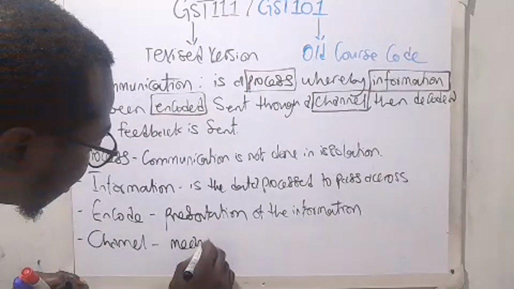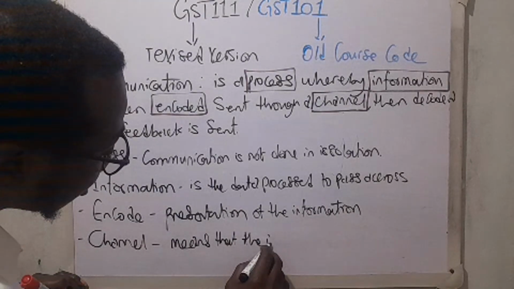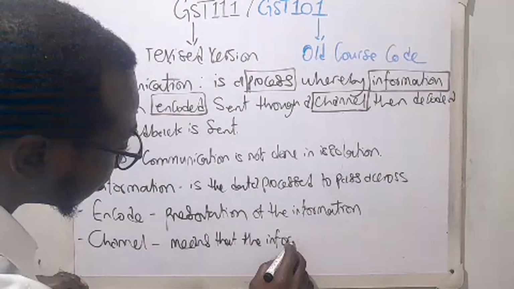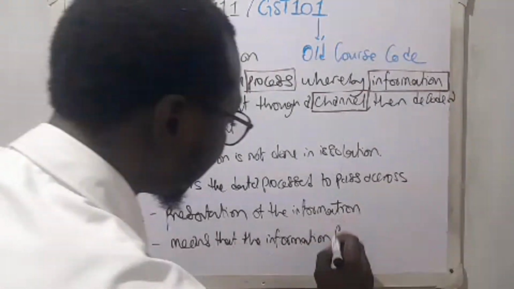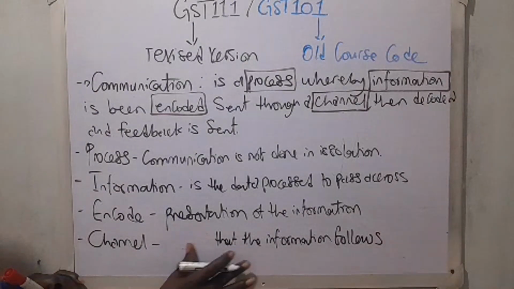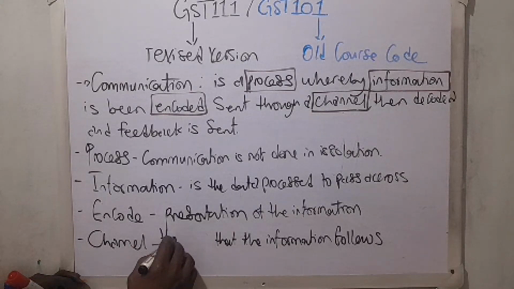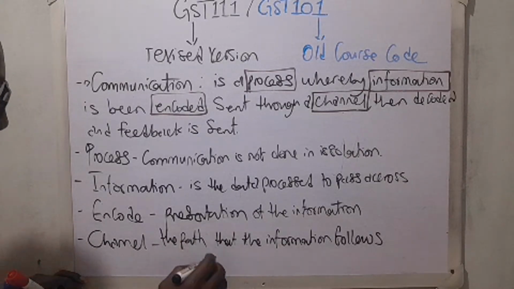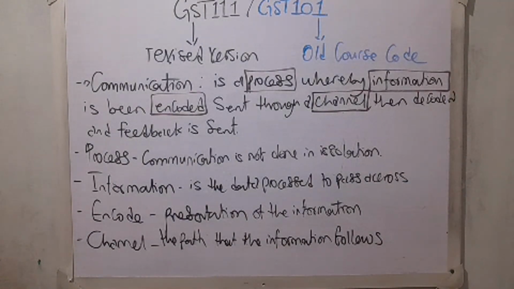All right. So we have the channel is the means that the information follows, or the path. Let's use the paths that the information follows.